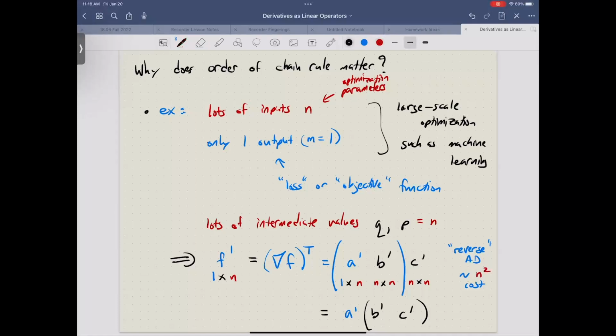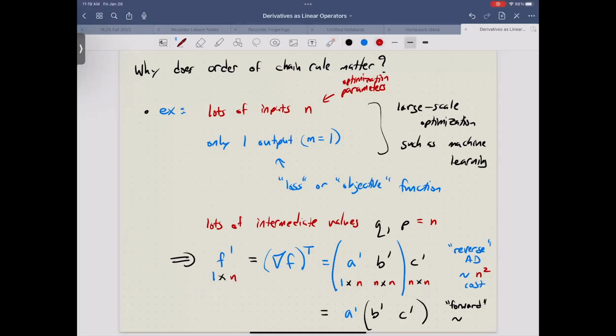Whereas if you do forward mode, if you multiply right to left, what's the cost? Well, you're doing B times C first. This is matrix times matrix. That's much harder. Matrix times matrix is n cubed operations, and then you multiply by a vector, which is n squared. So the whole thing ends up being n cubed. So you really, really want to do it in this order.